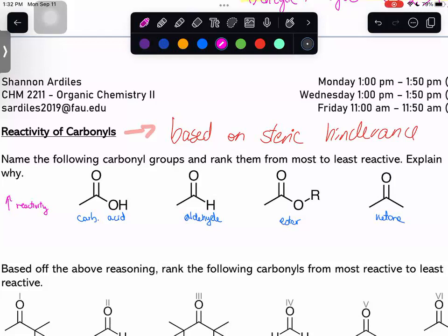Okay, so out of those four carbonyls, which one is going to be the most reactive? The ketone, I would say. Okay, we see the ketone over here, aldehyde, middle part, what do we think?